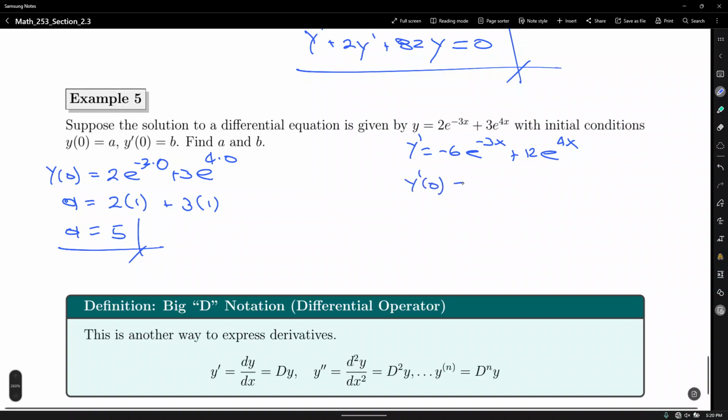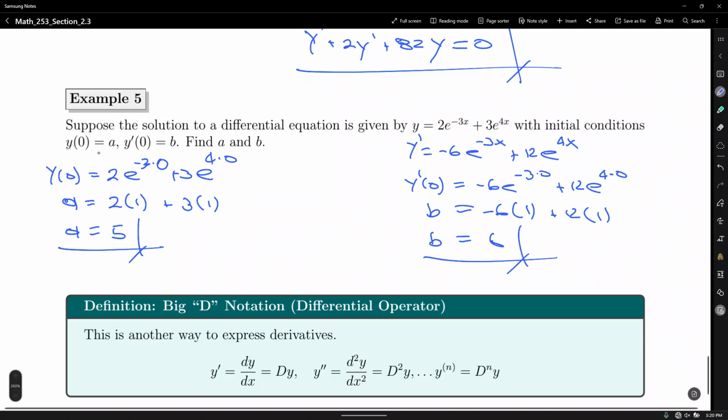All right, we're going to do the same for the derivative. y prime of 0 equals negative 6 e to the negative 3 times 0 plus 12 e to the 4 times 0. And y prime of 0, well, actually that's b. That's b equals negative 6 times 1 plus 12 times 1, and b equals 6. So that means y of 0 equals 5 and y prime of 0 equals 6 will give us that particular solution. All right?